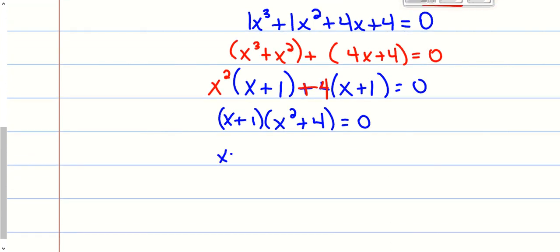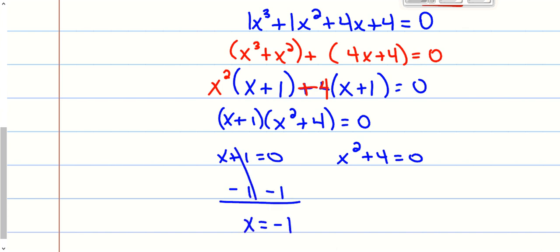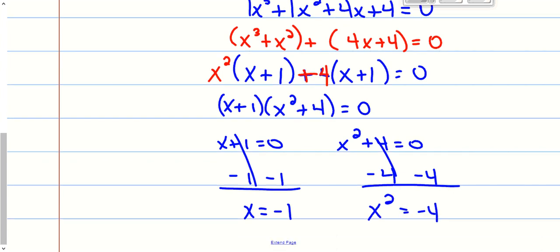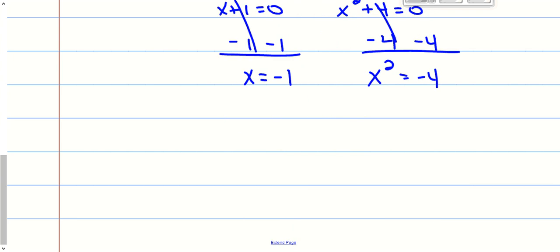Okay. Now, from there, we are going to set each of these equal to 0 so that we can solve. So we have x plus 1 equals 0, and we have x squared plus 4 equals 0. The first one is an easy solve. Subtract 1 from both sides, and x is equal to negative 1. The second one is somewhat of an easy solve. Subtract 4 from both sides, and you get x squared equals negative 4. We don't want no solution, but remember we can use imaginary numbers.